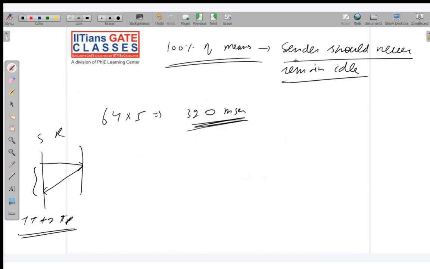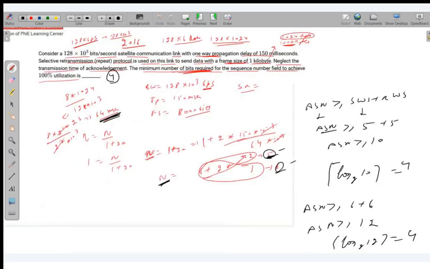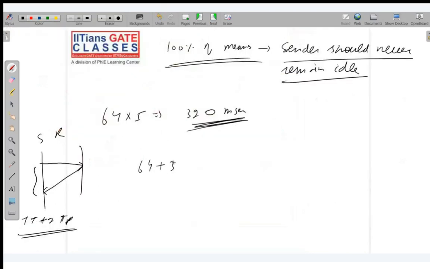That is the problem. So now please see this. Transmission time was 64 millisecond and propagation time was 150. So 64 plus 2 TP, TP was 150, so it will be 300. So 364. So for 44 millisecond you have remained idle. So it is not good. So 5 should not be the answer.